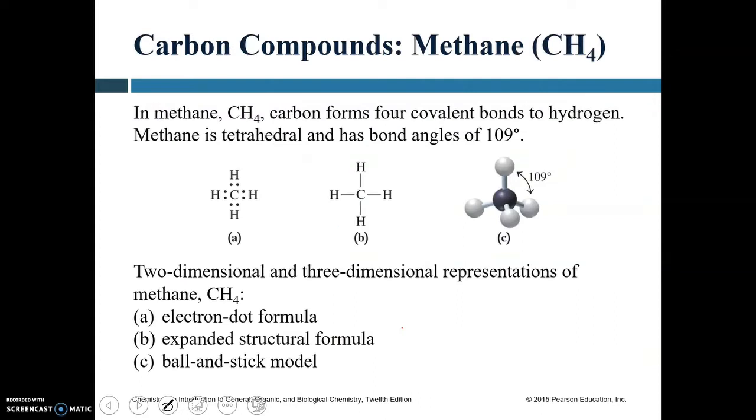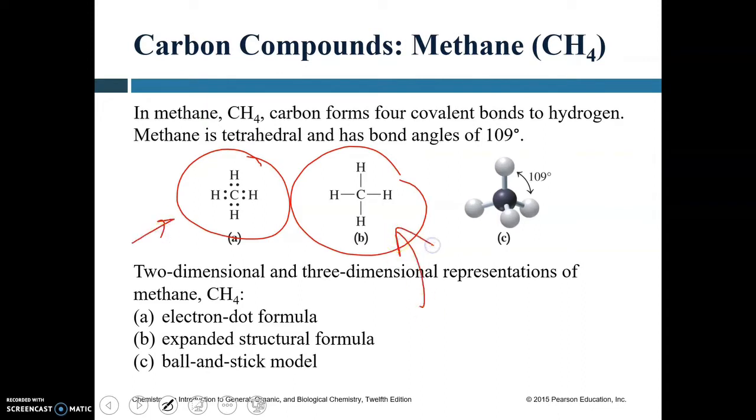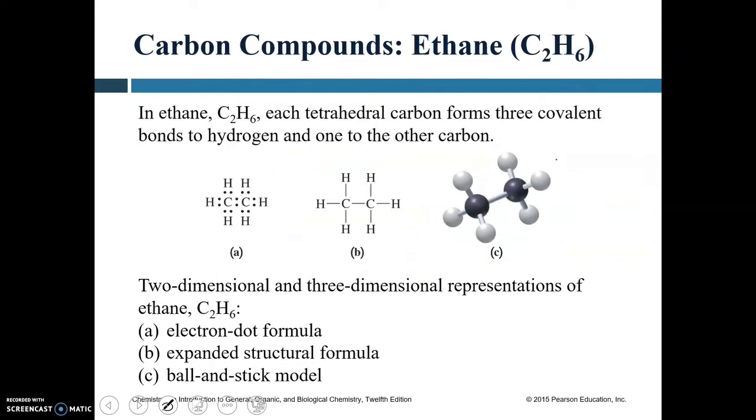Let's take a look at methane, the simplest saturated hydrocarbon. In this molecule, carbon forms 4 covalent bonds. You can see the electron dot formula on the left, the expanded structural formula in the center, and the ball and stick model on the right. You can notice that bond angles between the C-H bonds are 109 degrees, which makes the shape of the molecule tetrahedral.